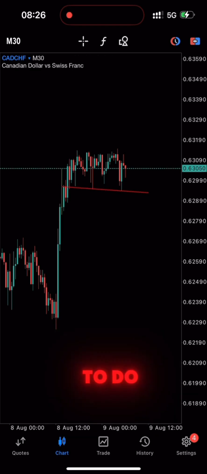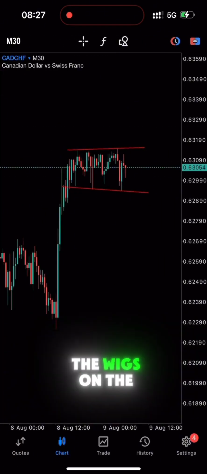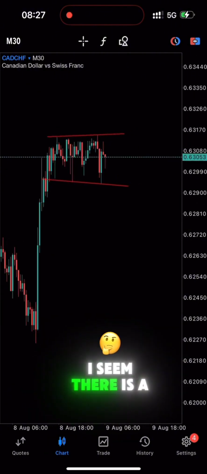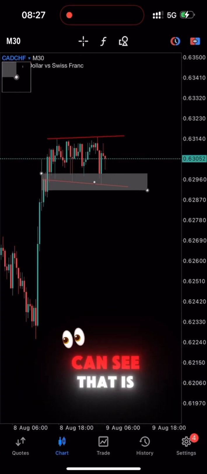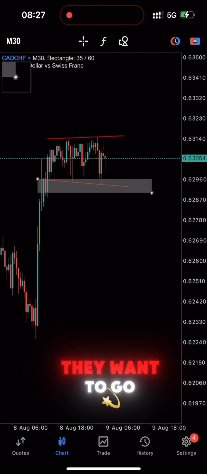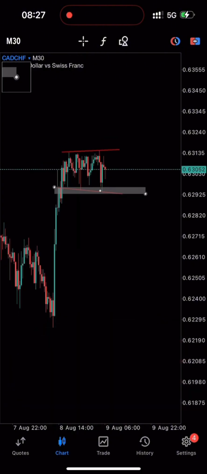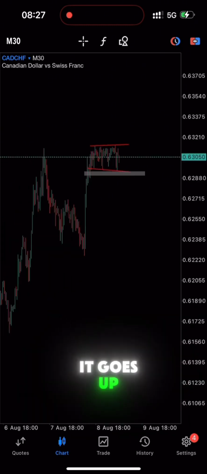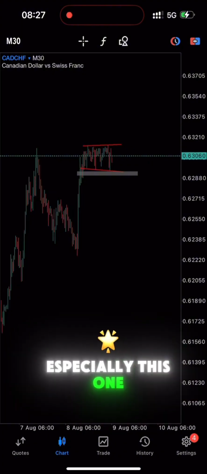So the first thing to do, you draw trend lines by touching only the wicks, not the body. When I touch the wicks here, I see there is a structure, there is a pattern. You can see that is a flag. What do flags do? They pretend as if they want to go up first, like this one, then it goes down, then it blows the accounts of the early buyers, and then boom, it goes up. So you have to be careful with this one.